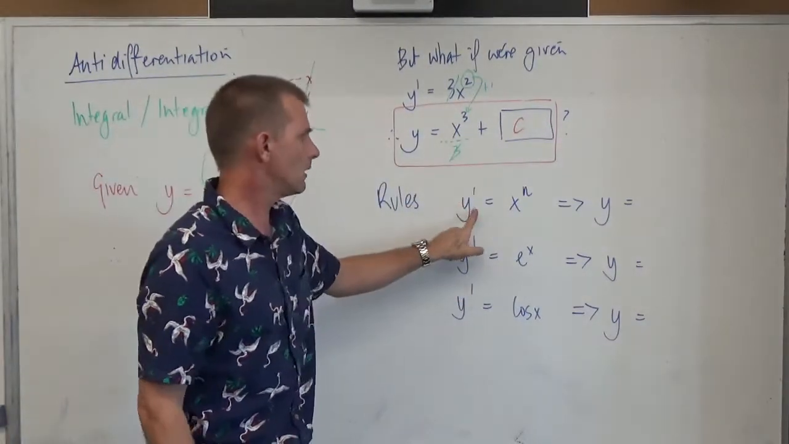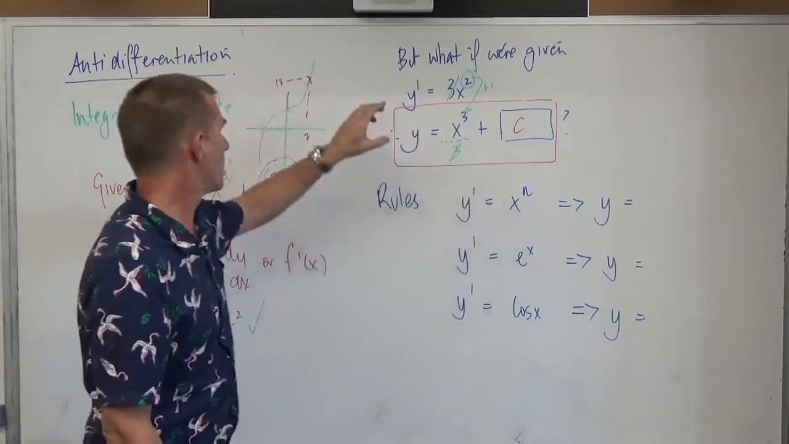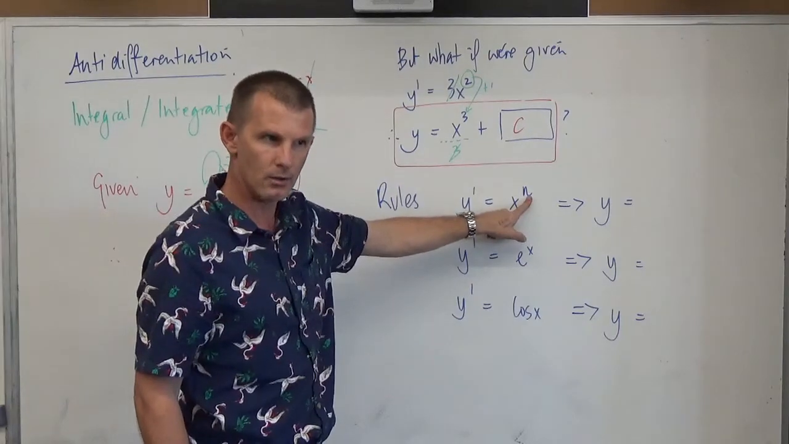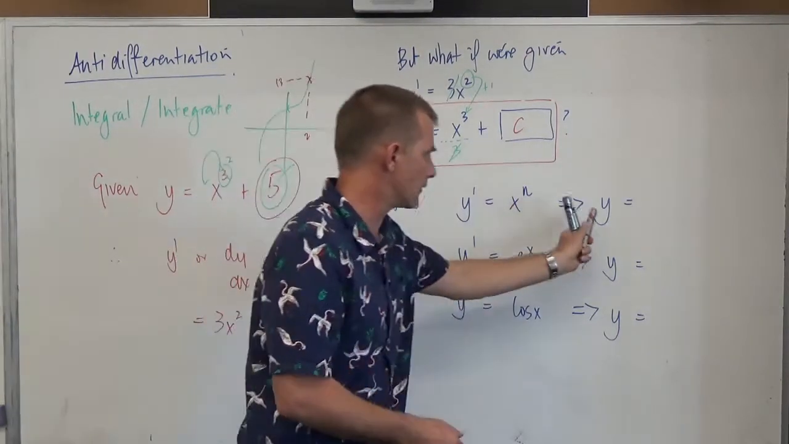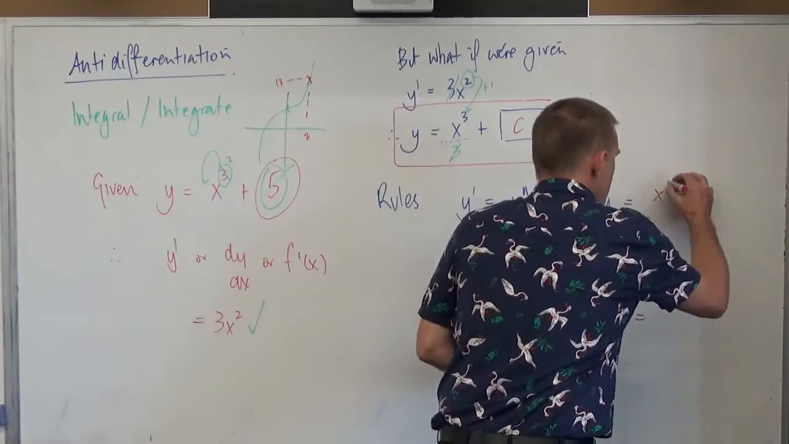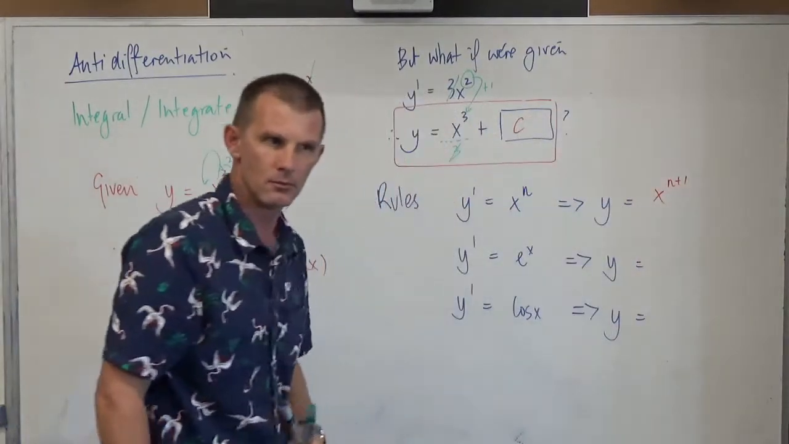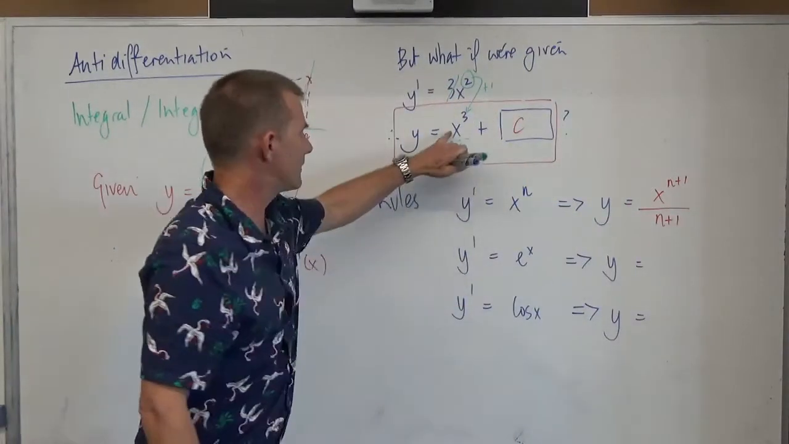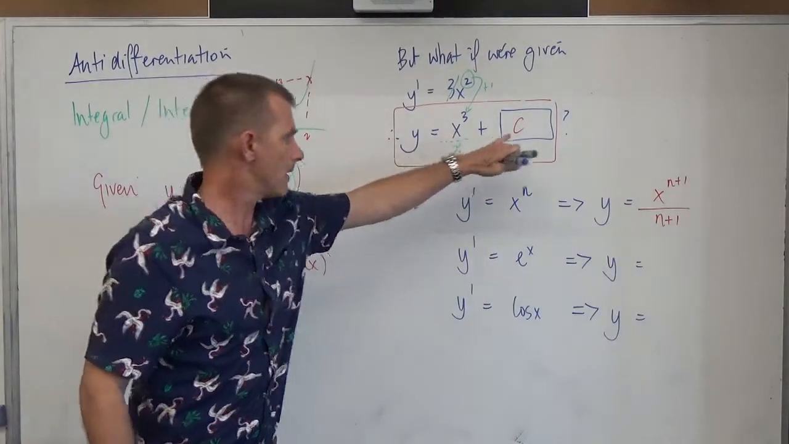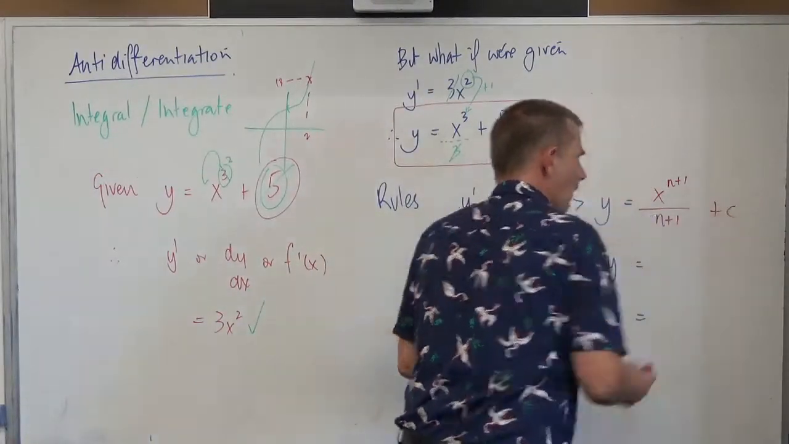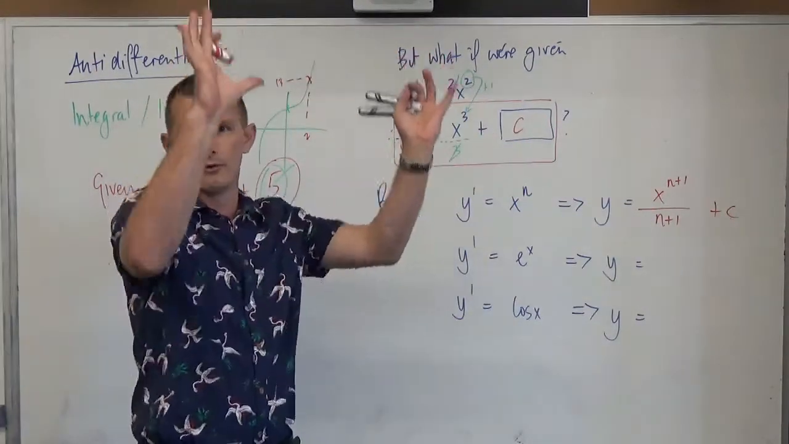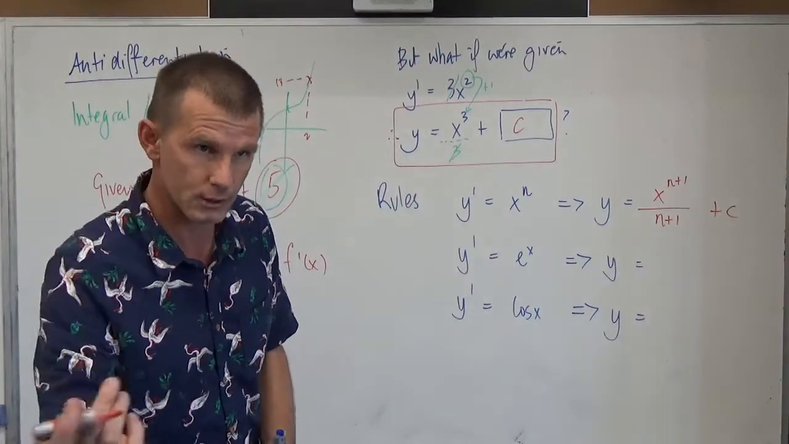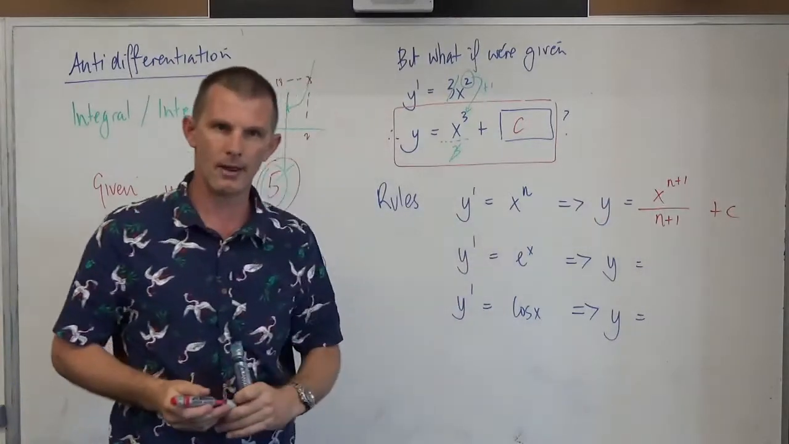General cases. If the derivative is in this format, like what we had here, remember we raise the power by 1 and divide by the new power. So the original function will be raise the power by 1 and divide by the new power. That will get this part of it sorted. And then I've got to put a plus c on the end because I don't know where it is. Remember, that only moves it vertically. It doesn't change the shape and therefore doesn't change the gradient or the slope. So that's that style there.